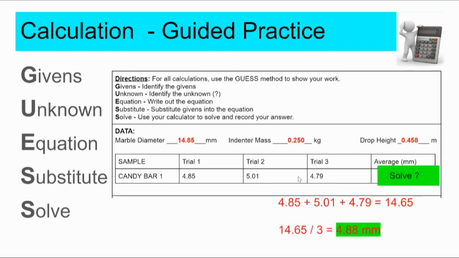So to do that, we'll take 4.85 plus 5.01 plus 4.79, that gets us 14.65. Divide that by 3, the number of trials, and we got 4.88. That number should make sense because that's a number that is larger than the smallest number, but under the largest number. It fits right in the range.